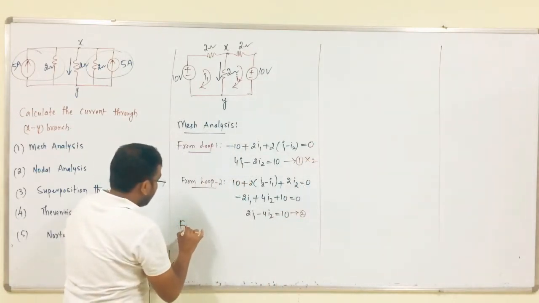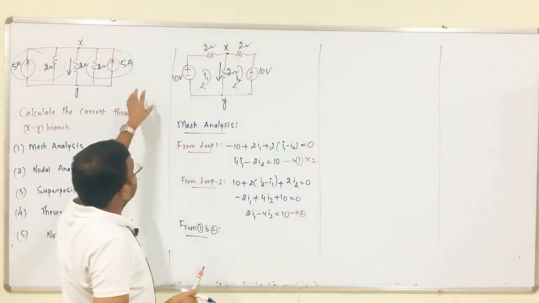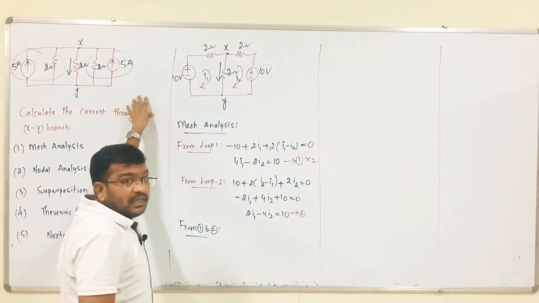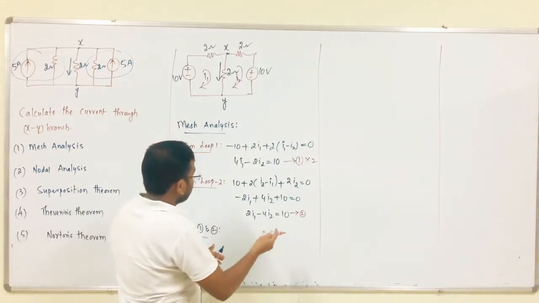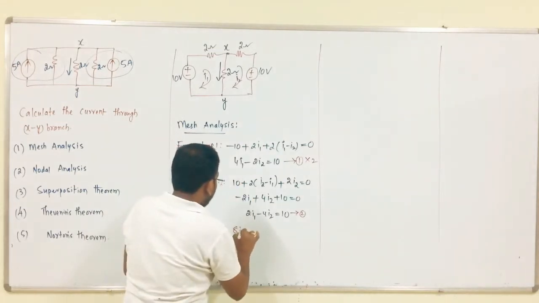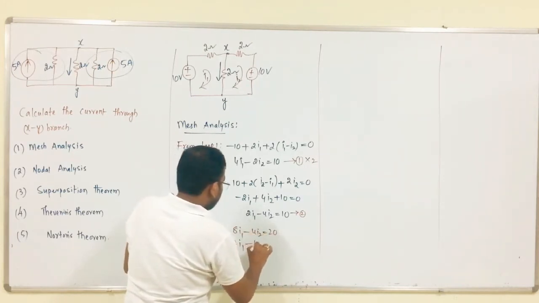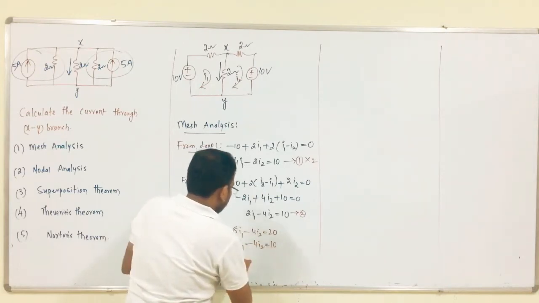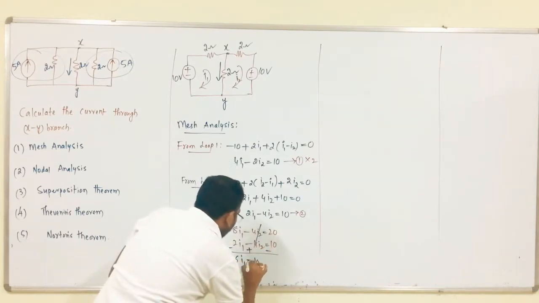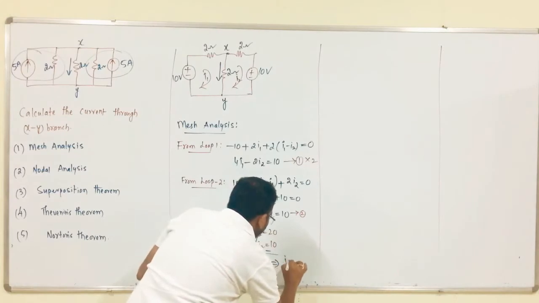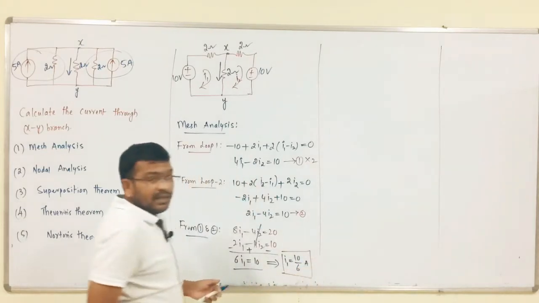From 1 and 2, carefully listen all of you. This problem will give the total summary of different methods. From 1 and 2 we will get 8 I1 minus 4 I2 equals 20. This is 2 I1 minus 4 I2 equals 10. From this, minus minus cancel, this is 6 I1 equals 10. So, from this I1 is equal to 10 by 6 amps.